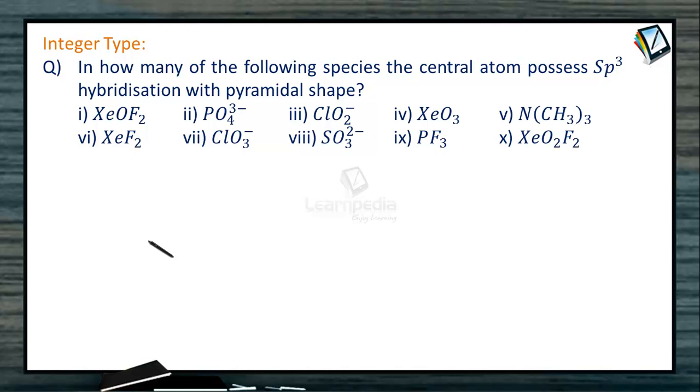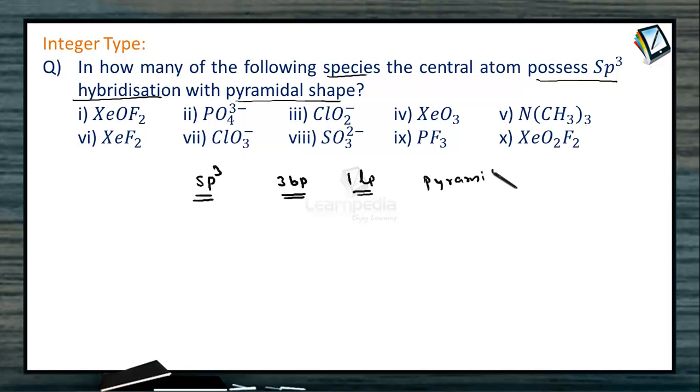In how many of the following species does the central atom possess sp3 hybridization with pyramidal shape? In other words, there should be sp3 type of hybridization on the central atom with 3 bond pairs and 1 lone pair of electrons. Then it will have what is called pyramidal shape. So when we go for 1, XeOF2.